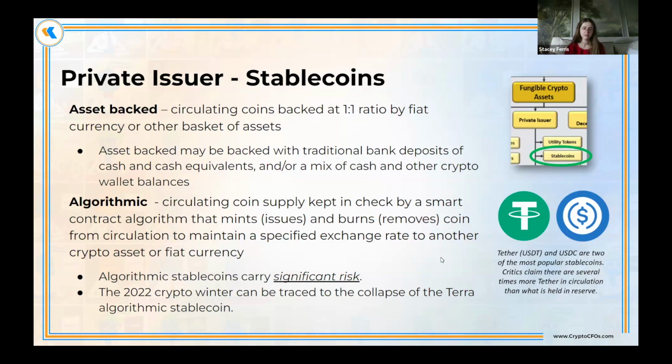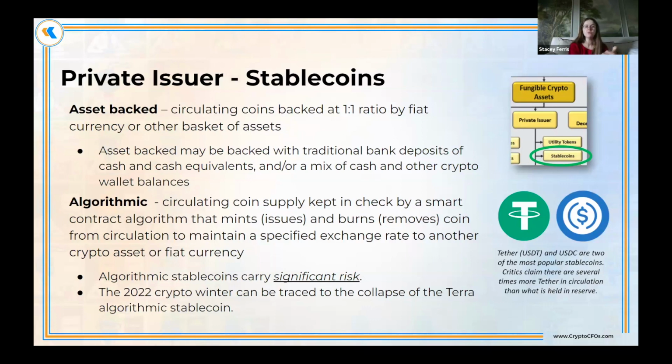Now, algorithmic. Algorithmic is a coin that is kept in check by a smart contract algorithm that mints and burns coin from circulation to maintain a specified exchange rate. Algorithmic stablecoins carry significant risk. Let me highlight this. Significant risk. If you are auditing something, if you are reviewing the risk level, if you're trying to do a risk assessment and the entity has significant assets in an algorithmic stablecoin, that could be a problem. I would not, me personally, I would not accept an algorithmic stablecoin as any kind of collateral. I would not do it.